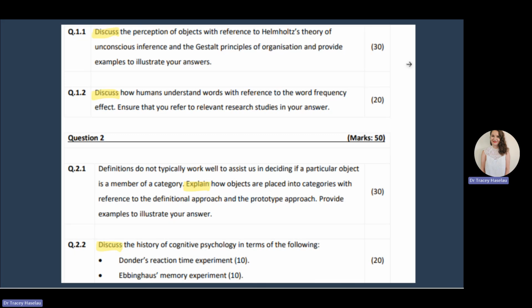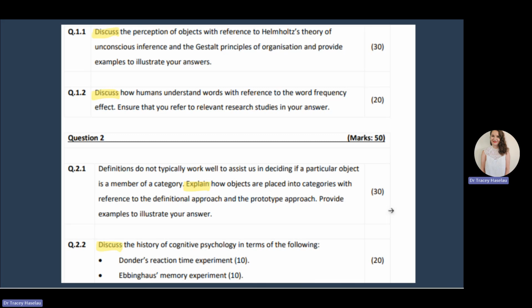Okay, then question 1.2 was discuss how humans understand words with reference to the word frequency effect. And then you have to refer to relevant research studies in your answer. Question 2 talks about how objects are placed into categories with reference to 2 approaches, the definitional approach and the prototype approach. Loads of theory. Can you see that? This is a theory exam. There's very little application really here.